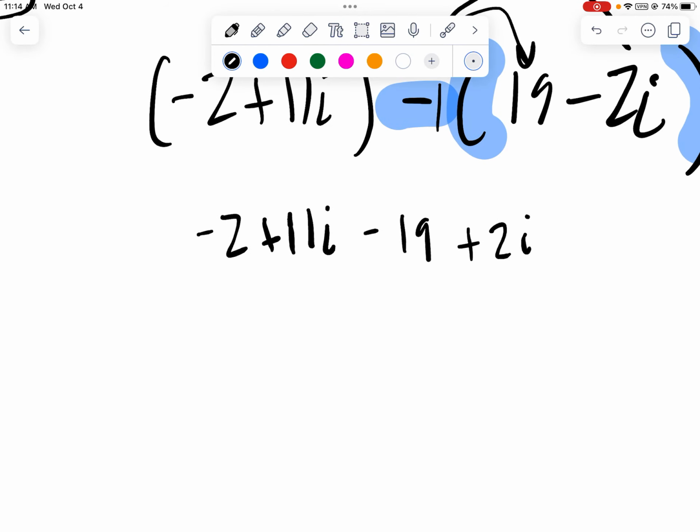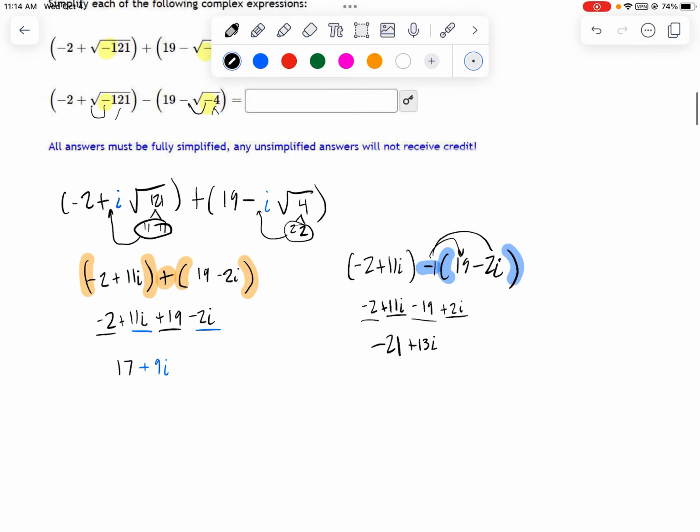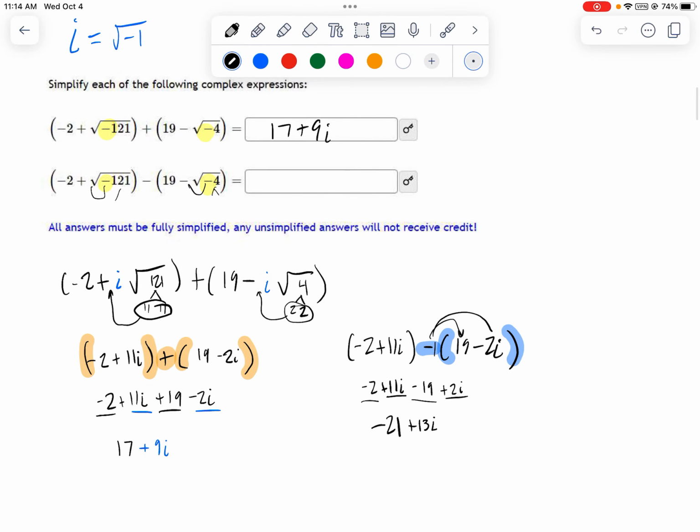Combine like terms. Numbers with numbers, still a thing. -2 minus 19 is -21. 11 plus 2 is 13. Okay, the i doesn't change as you change the quantities. Alright, there you go. And now it's still a plus bi form.